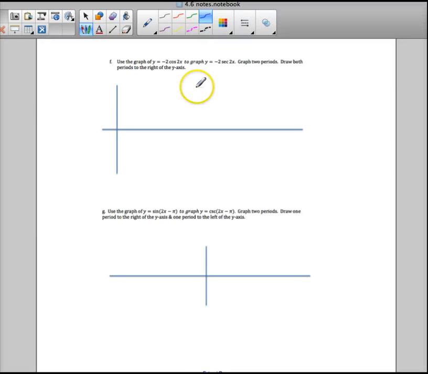Example F says, use the graph of y equals -2 cosine 2x to graph y equals -2 secant 2x. So you would sketch the cosine equation first, then use that to draw secant. On G, you would sketch the graph for sine first, then use that to sketch cosecant. So I'm going to stop the screencast now. I'd like you to graph F and G, the cosine and the sine, then secant over the cosine, cosecant over the sine, and then turn back on and check your work, okay?